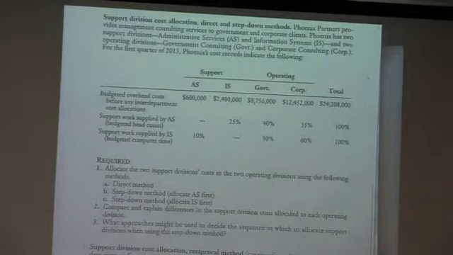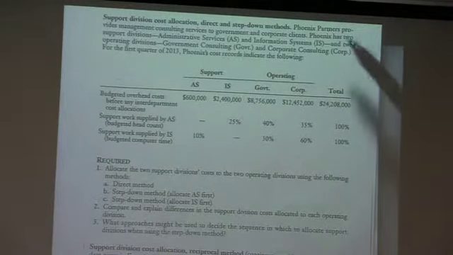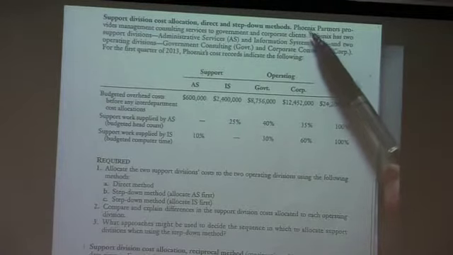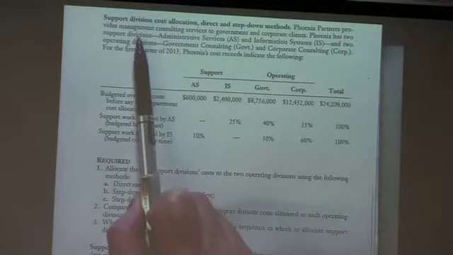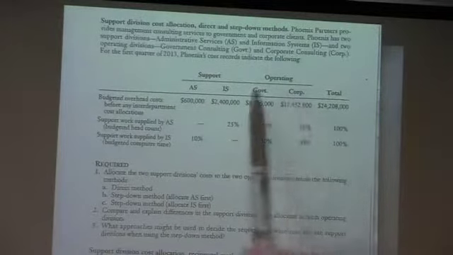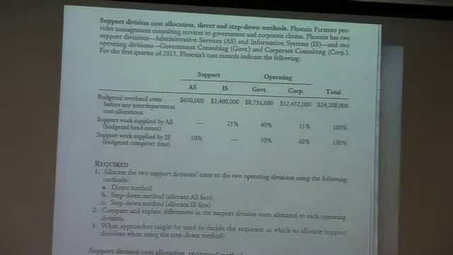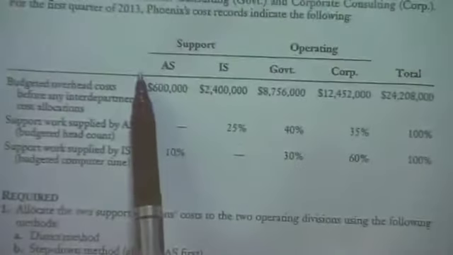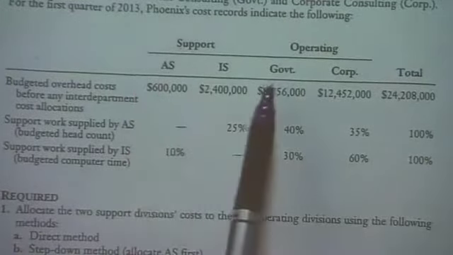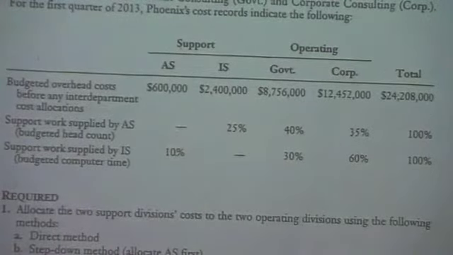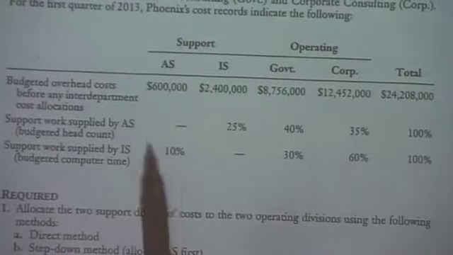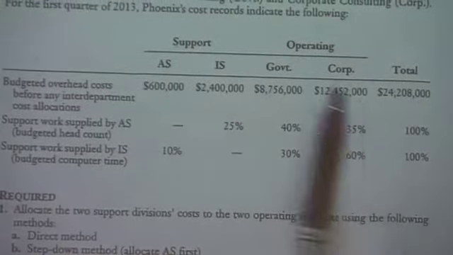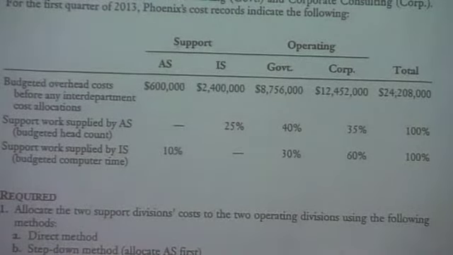So let's go back to the case facts again, just in case it's been a while since we saw the question. You've got a company called Phoenix Partners. They provide management consulting services to both government and corporate. These are two operating divisions. And Phoenix has two support divisions, the AS, the Administrative Services Department, and the IS, the Info Services Department. And these are the budgeted overhead costs for each of those support and operating departments.